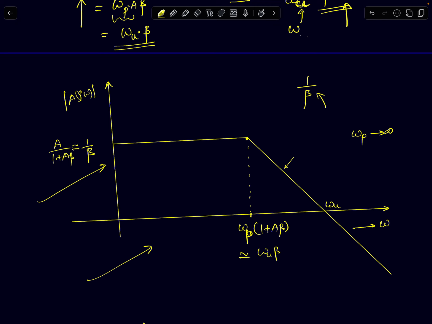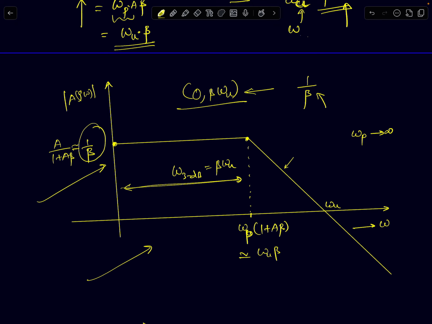And the closed loop pole, or the closed loop 3 dB bandwidth, so this will be omega 3 dB, will be beta times omega u. So that's how the frequency response curve looks. Okay, so this negative feedback system will behave as intended, which means it is supposed to give you a gain of 1 by beta for this range of frequencies. The range of frequencies will be 0 to beta times omega u. If you apply your frequency within this range, you will get the desired gain of 1 by beta. Any frequency greater than that, your gain will start decreasing.